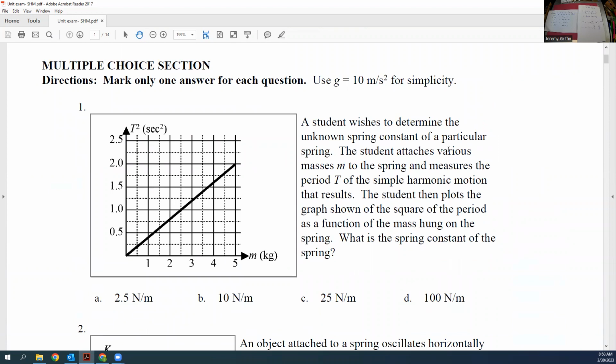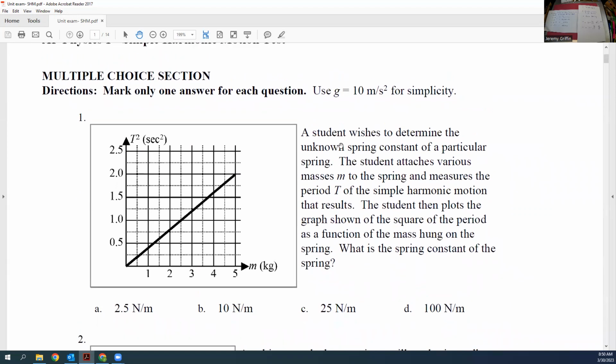Okay. Number one, a student wishes to determine the unknown spring constant of a particular spring. So how stiff is the spring? Now pause right there, because there are two main formulas that involve a spring constant. There's Hooke's law, F equals kx. That doesn't have to do with anything being in motion. That could be a block hanging at rest on a spring, for example. F equals kx. And the other one is the time period, T equals 2 pi square root of m over k. So you put a bob on a spring, you pull it back and let go, and it oscillates.